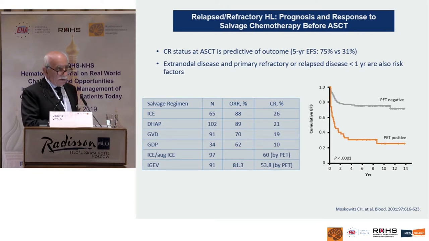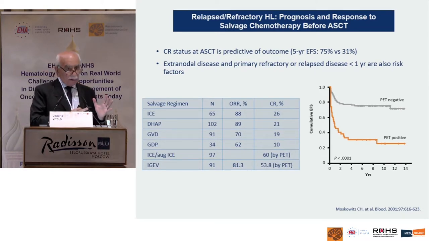It's a very important point that for the outcome of autologous stem cell transplant in Hodgkin lymphoma patients, the main prognostic factor is the status of the disease prior to autologous stem cell transplant. That means if you have a patient with PET negativity before autologous stem cell transplant, the outcome is quite good. If you have a patient who remains PET positive before transplant, the outcome is really poor. So the main goal of our salvage treatment should be to reach a PET negativity before autologous stem cell transplant.